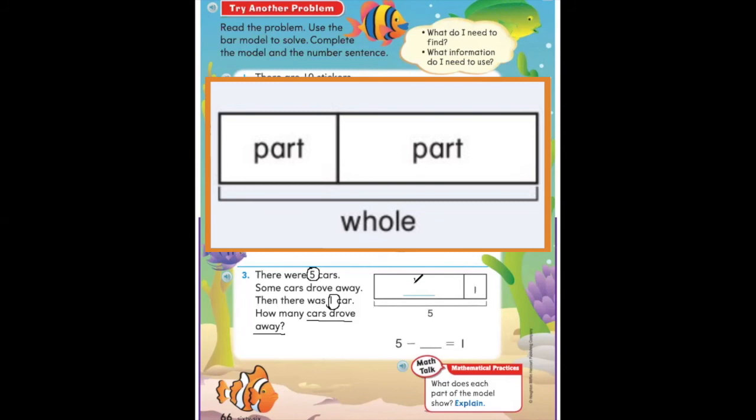1 and 4 make 5. That means 5 minus our missing part, 4, would give us 1 left. 5 cars is our whole minus 4 cars, that's our missing part, the cars that drove away, equals 1 car left over, which is the part that we already knew. 5 minus 4 equals 1.